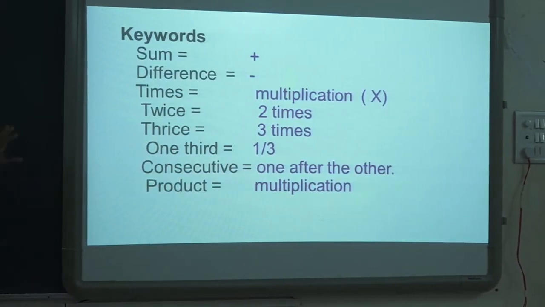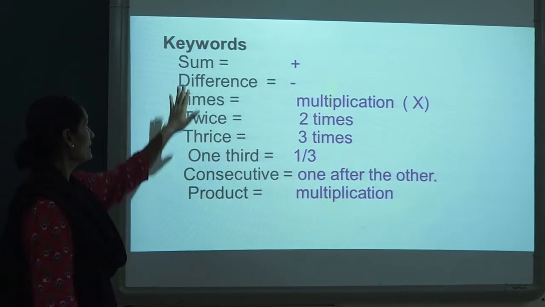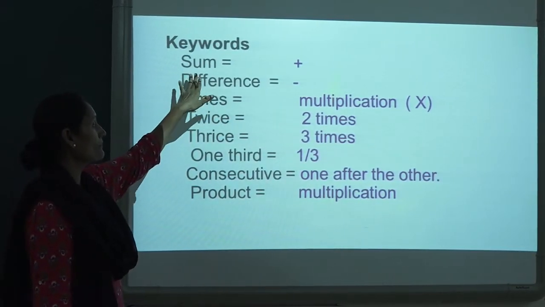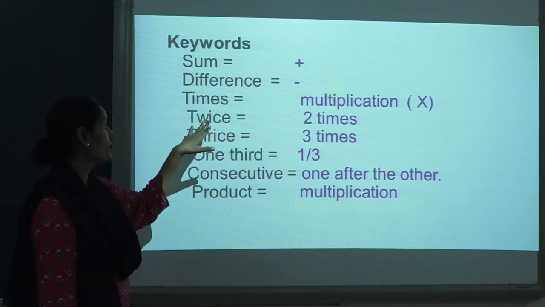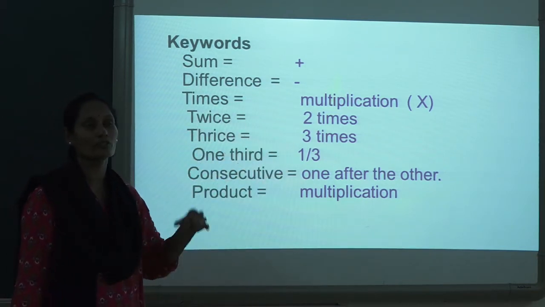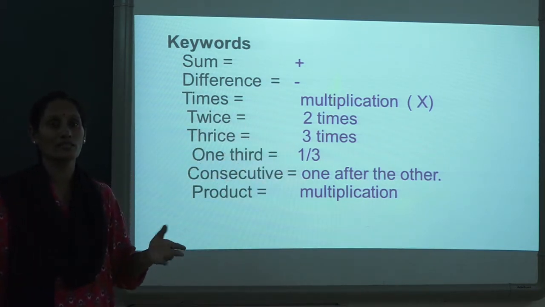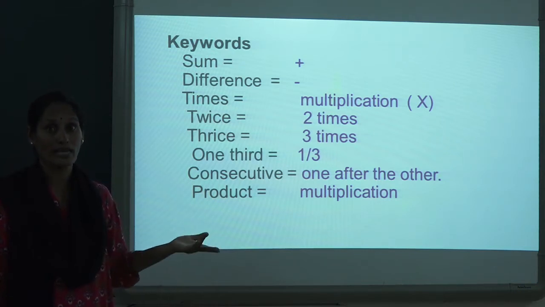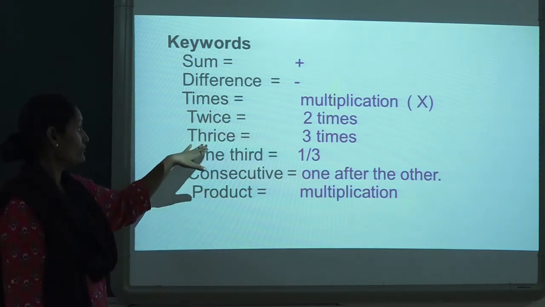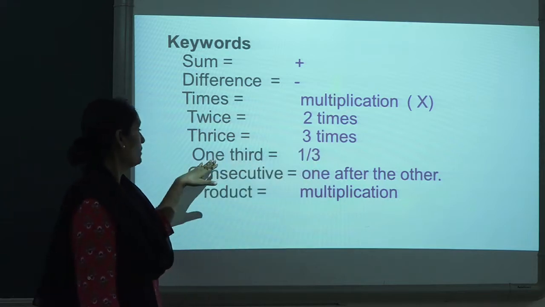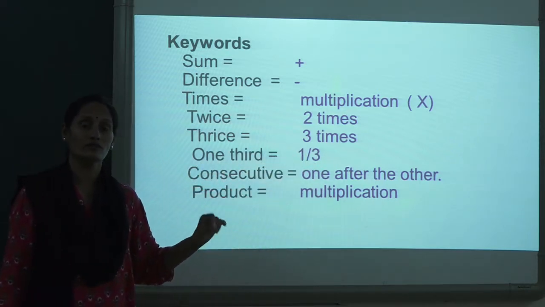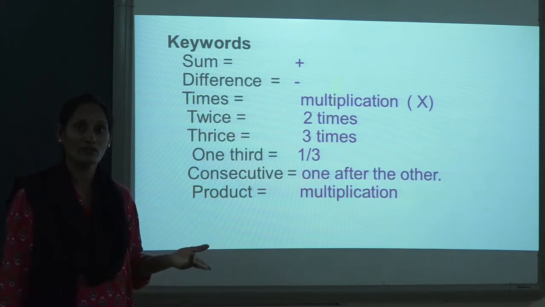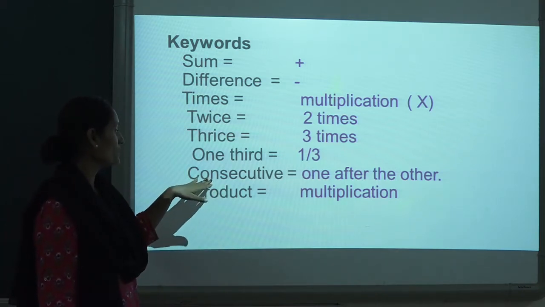These are the keywords which you should know. Sum means plus, difference means minus, times means multiplication, twice means 2 times. Sometimes we come across the cost of a pencil is 2 times the pen, so double. Thrice means 3 times. 1/3 means 1 by 3. You may come across 1/4, 1 by 4, 1/5, 1 by 5, and so on.